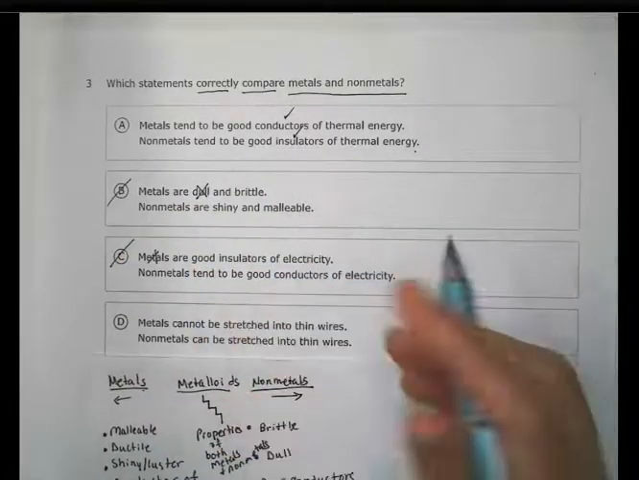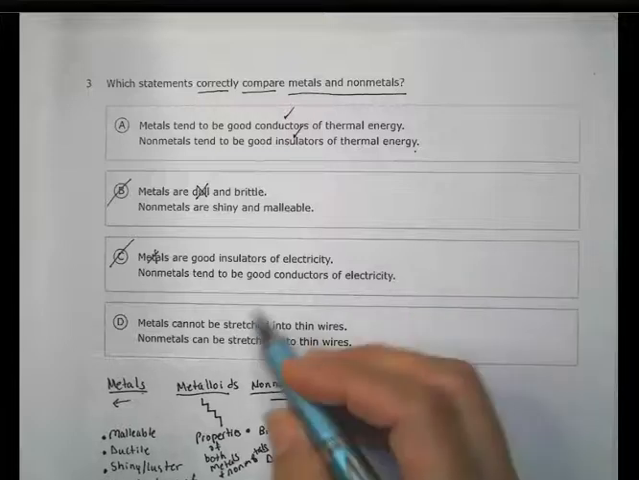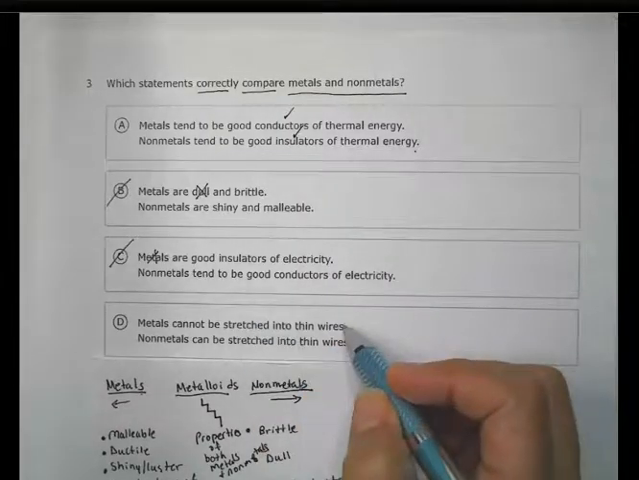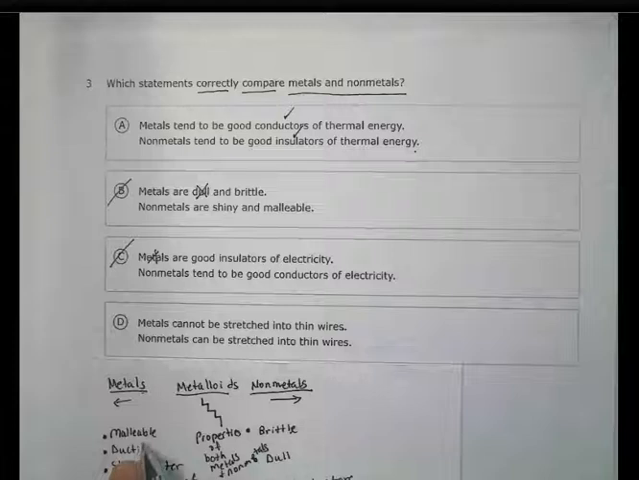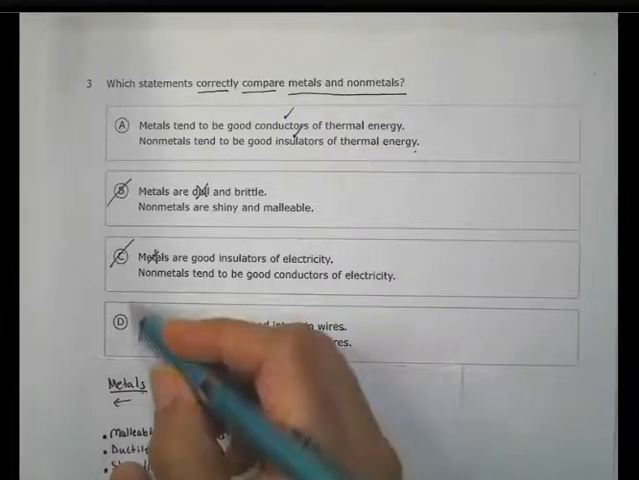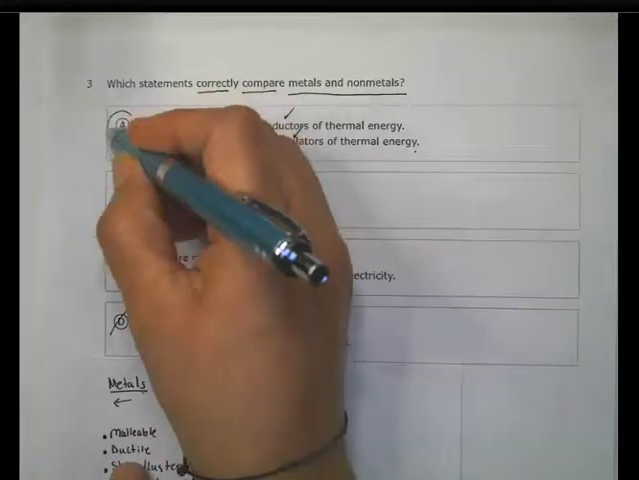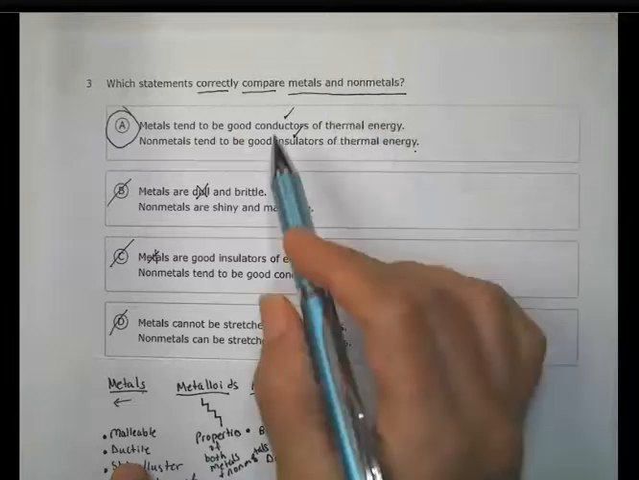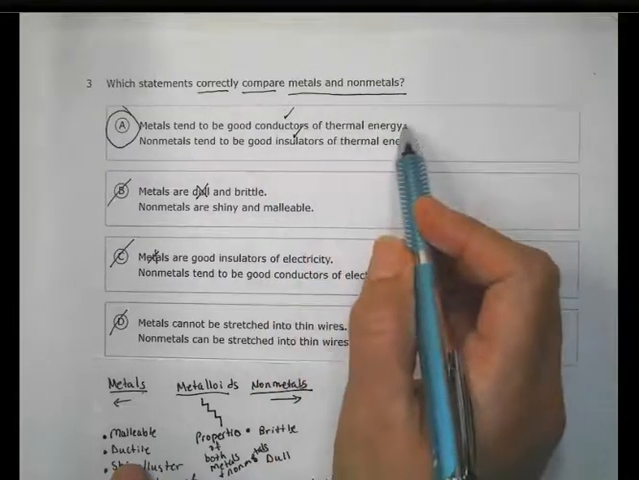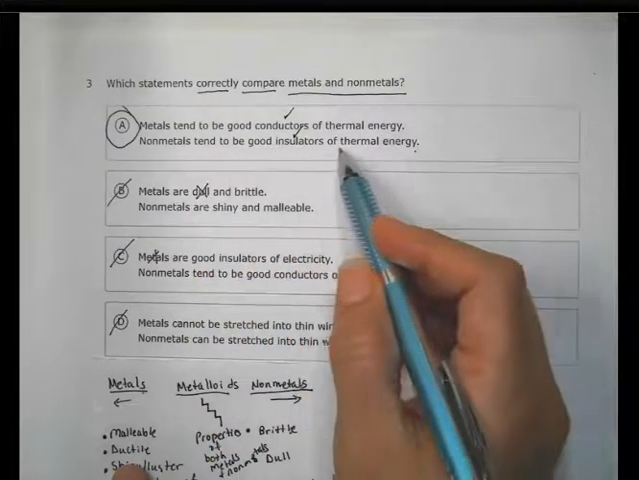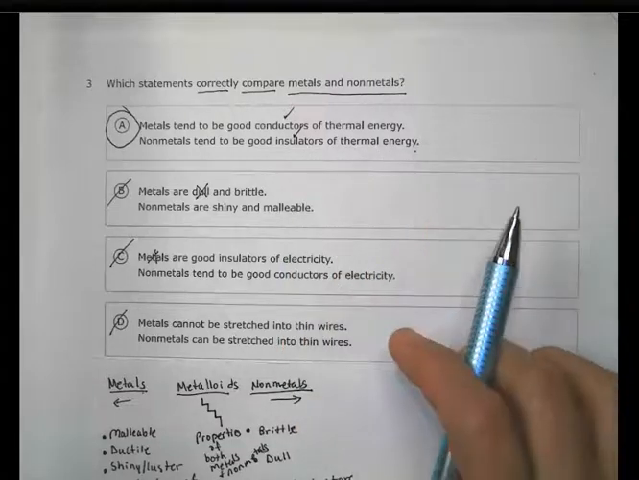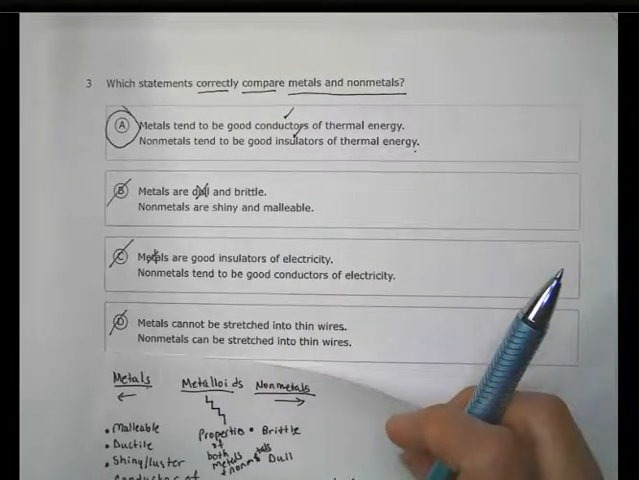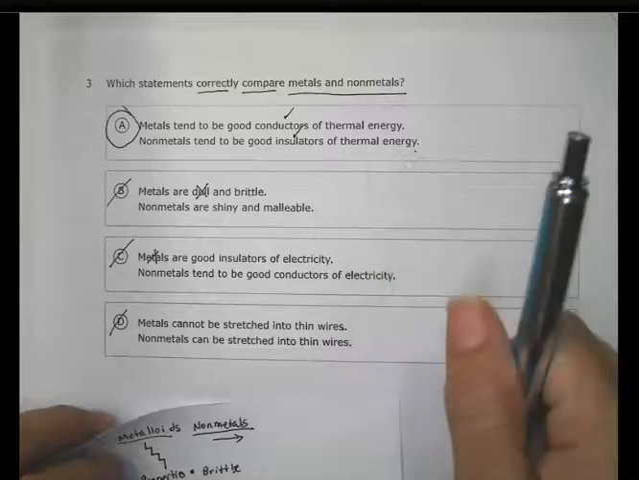And let's go to the last statement right here. Metals cannot be stretched into thin wires. Remember I said that ductile means that they can be stretched into wires. So then the correct answer right here is going to be letter A. Metals tend to be good conductors of heat and electricity. Non-metals tend to be good insulators, which is the same as poor conductors of heat and electricity. Of heat. They're good insulators of heat.